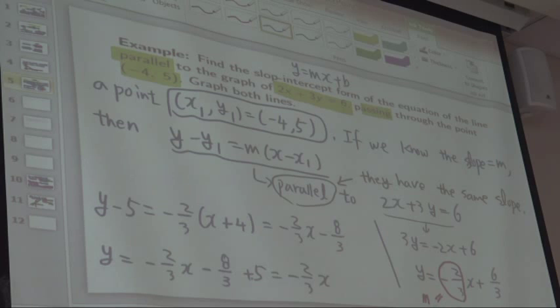And we can make the common denominator, which is 3 for this case. Then the 5 is the same as 15 over 3. That's the 5. So which makes 7 over 3. So that's it. Y is equal to negative 2/3 x plus 7 over 3. That is the slope-intercept form of this kind of equation.